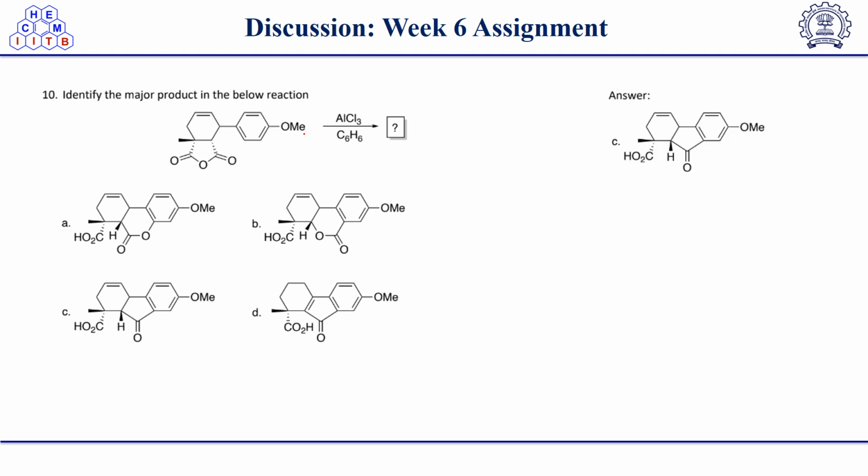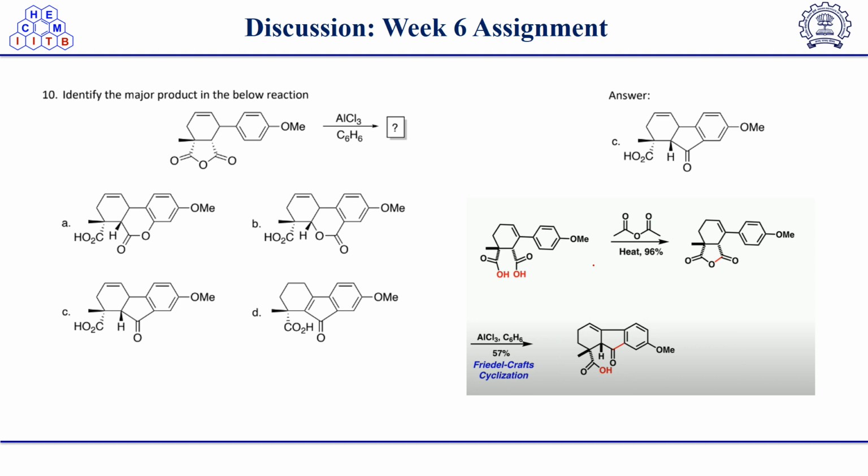So here the correct answer is option C, and this is the reaction taking place here. That is just a Friedel-Crafts cyclization. This compound on treatment with AlCl3 and benzene, what is happening here is this acyl group will be getting cyclized to this position to form a 5 membered ring, like 1 2 3 4 5 membered ring, and this bond will be cleaved to get this corresponding carboxylic acid here. That is a Friedel-Crafts cyclization reaction.